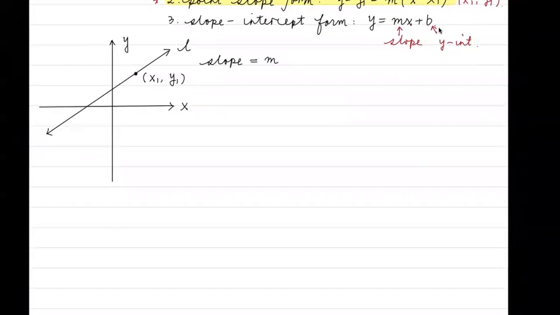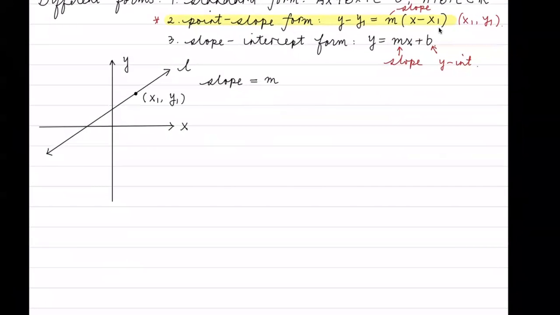I drew a graph here. In this graph, we can see there is a straight line. I call this line L. Now imagine we only have two pieces of information. We only know two things about this straight line.